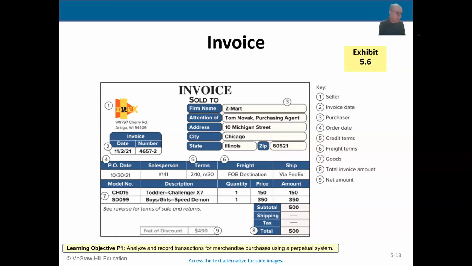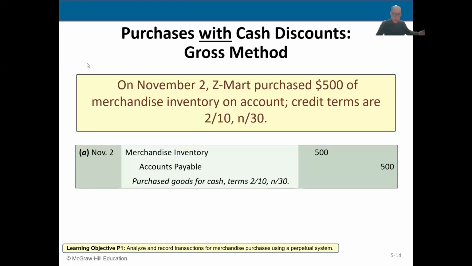Now, let's look at this example from an accounting perspective. November 2nd, as you recall, I purchased inventory from my vendor. And on credit terms, 2/10 net 30. So, November 2nd, I enter the transaction. I debit merchandise inventory to increase my inventory, and I credit accounts payable, because remember, I'm on credit terms, I can pay them later, by $500. I'm going to show you two different possibilities.